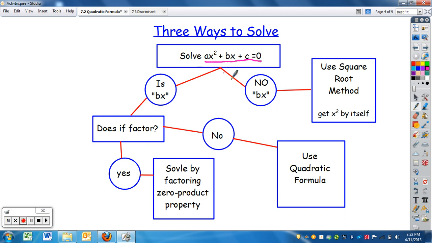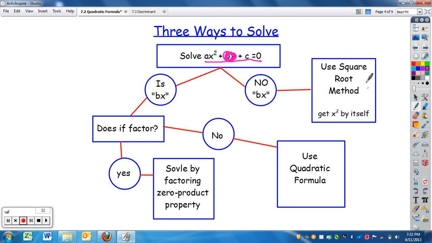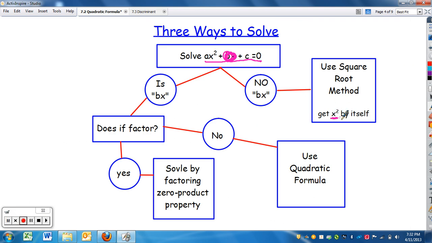If there is no bx, so this part has disappeared, just like this right here, use the square root method, where you get x squared by itself, and then you're going to use the square root with the plus or minus. If there is a bx, you can see if it factors. If it does, solve by factoring with the zero product property, which again was on the previous slide. If not, we're going to use the quadratic formula, which you're going to learn in a bit what that is.